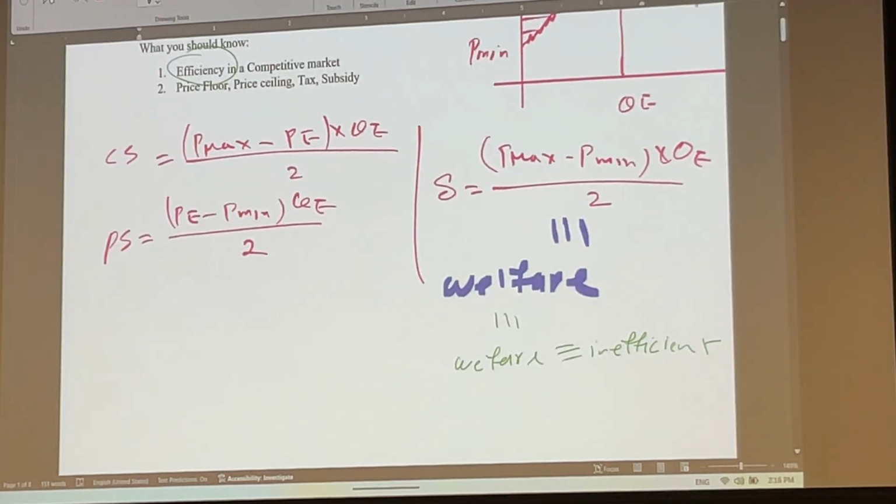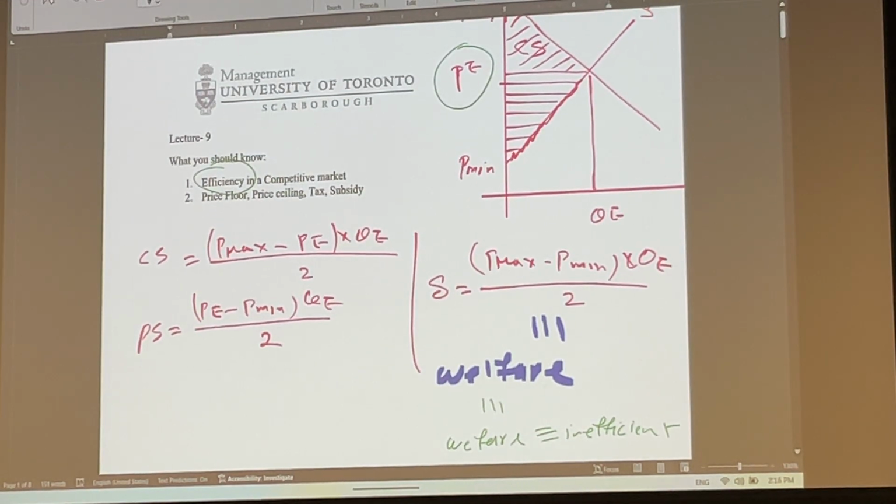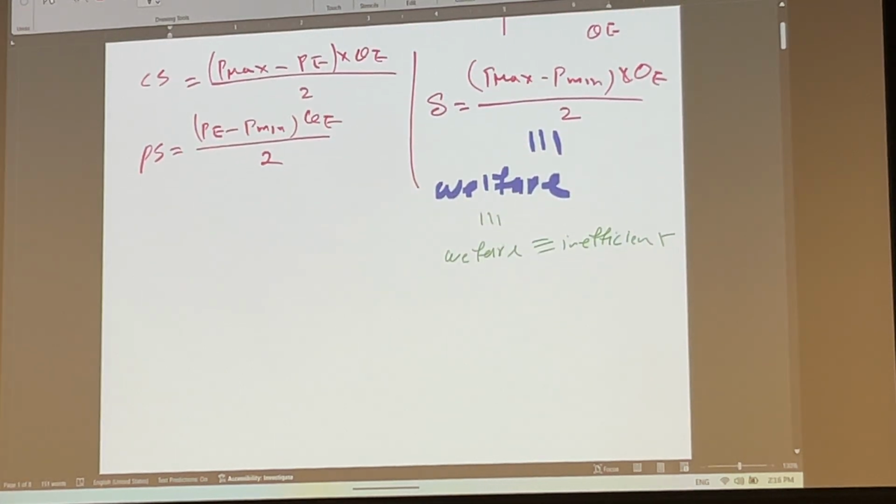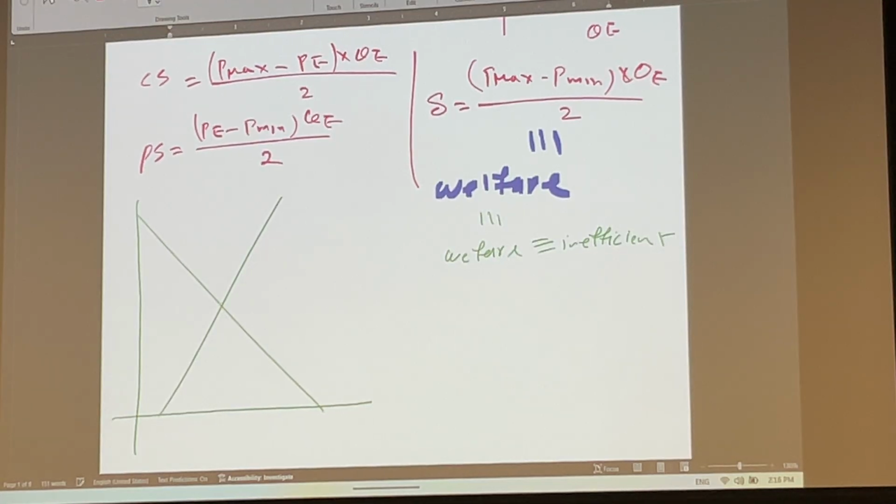Anyway, calculating the surpluses isn't difficult if straight lines are involved. The only difficulty you may face is if the supply looks like this. If the supply looks like this, then consumer surplus looks the same. It's the same. But if you want to calculate producer surplus, it will be this area. So it won't be what I wrote up there if the supply is horizontal, which it often is.